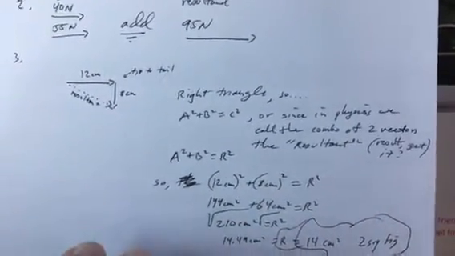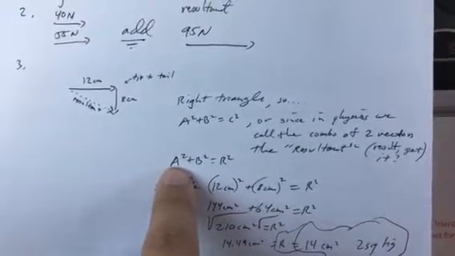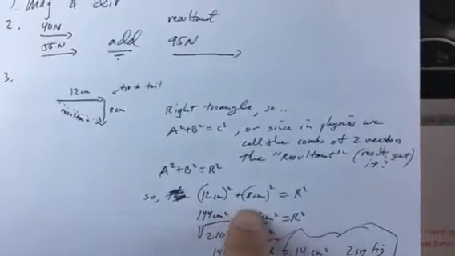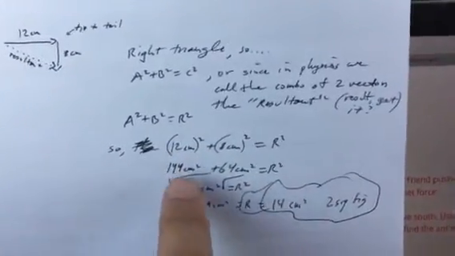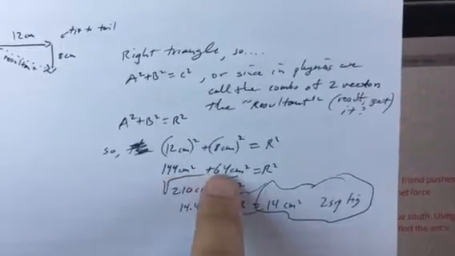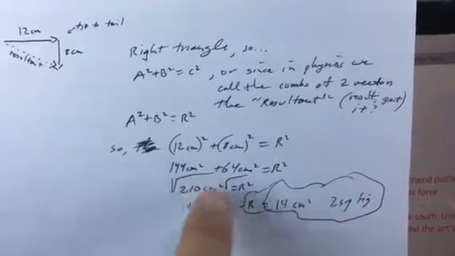All right, the S parts of GUESS: substitute and solve. So we know that one of these legs is 12 centimeters. Plug it in. The other one's 8. Plug that in. Make sure you square the whole thing, the number and the unit. And you get 144 centimeters squared plus 64 centimeters squared is 210 centimeters squared. We want to find the resultant, so we have to square root both sides.